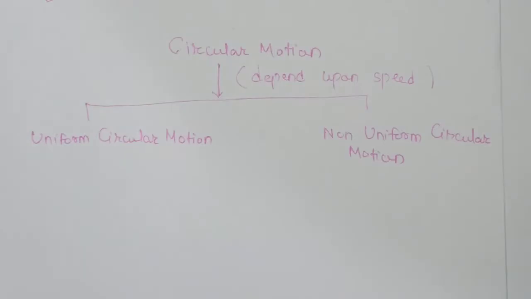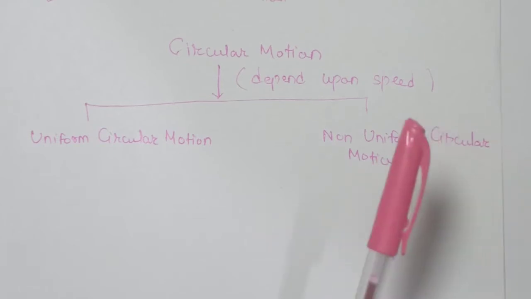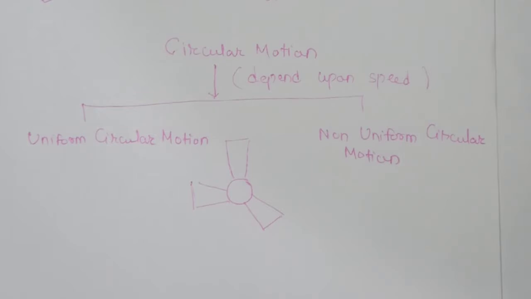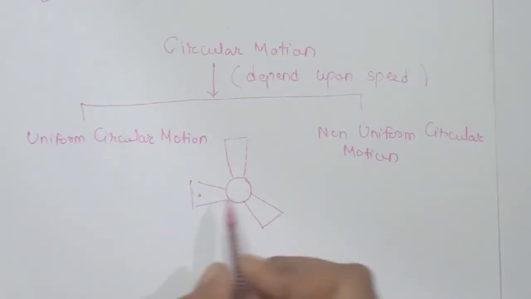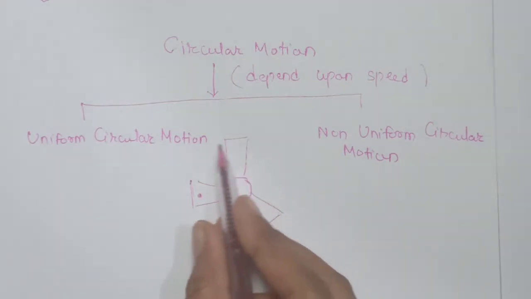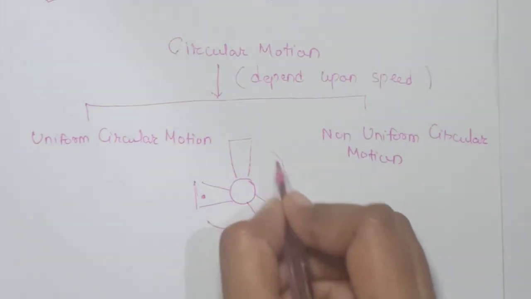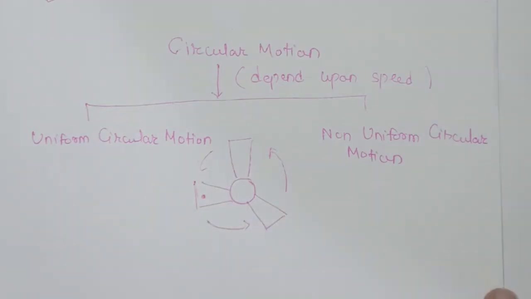Depending upon the speed, circular motion can be divided into two types: uniform circular motion and non-uniform circular motion. Let's consider an example of a fan. When you switch on the fan, the speed of the fan, or the speed of a particle of the fan, goes on increasing following the circular path. It will increase up to the point when it reaches its maximum speed.